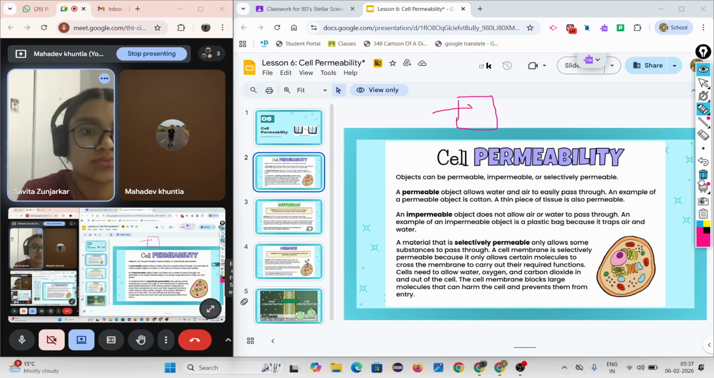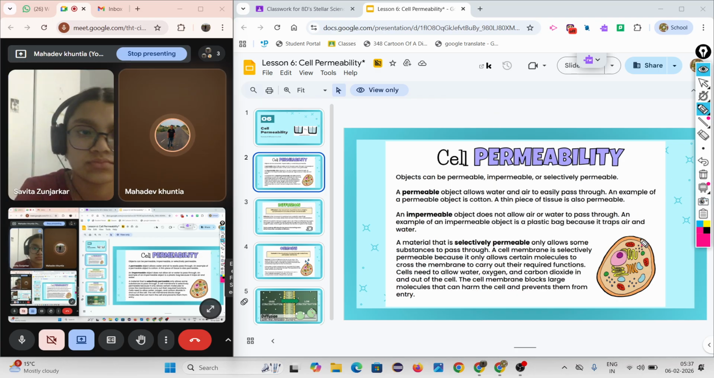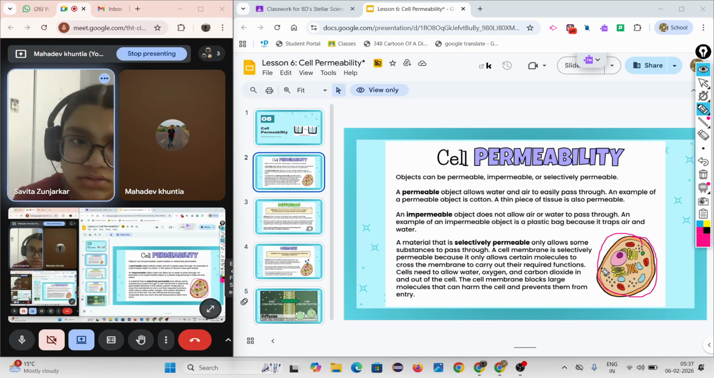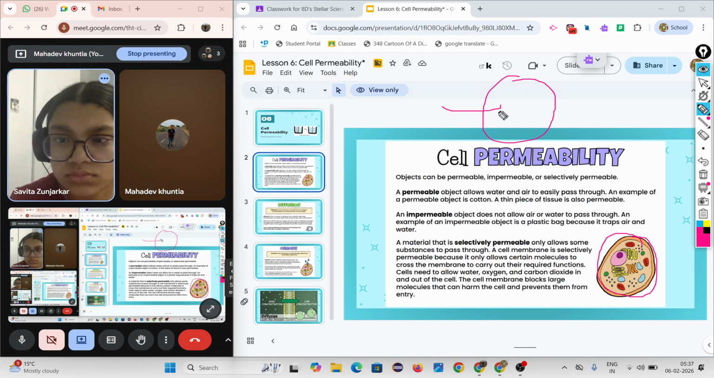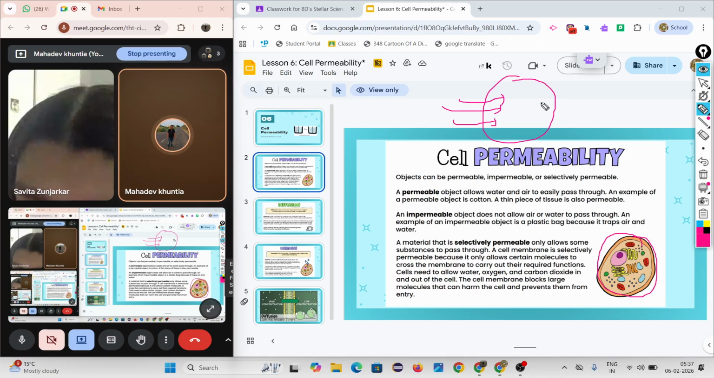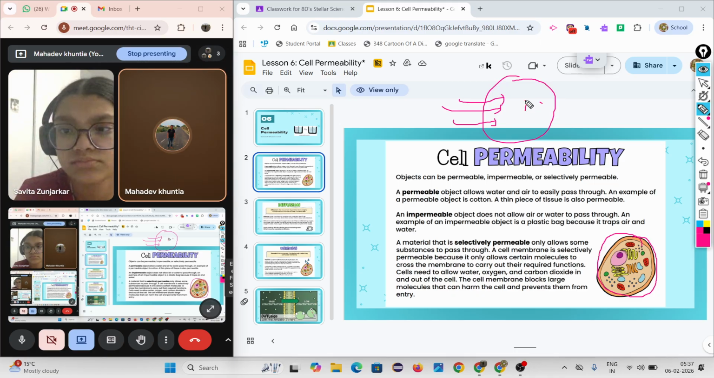Why does the cell need different molecules? Because the cell performs different functions. Look, the cell membrane allows some material to come inside it. Why? Because the cell should perform some function. Do you understand?